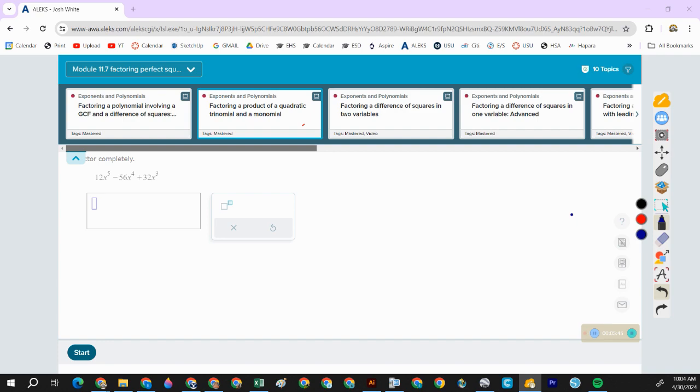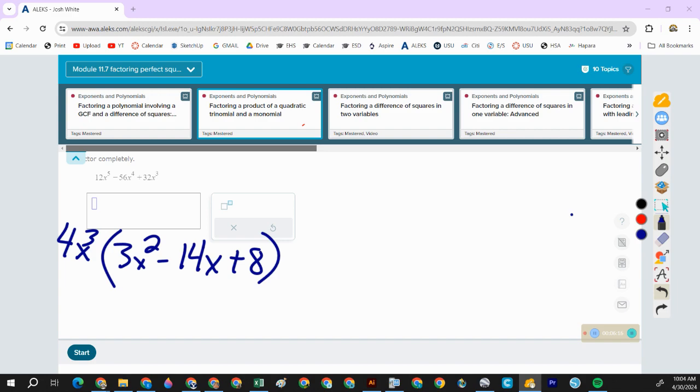Here, I want to pull out 4 is the biggest I can pull out. So 4x to the third. And I'm left with 3x squared minus 14x plus 8. 56 divided by 4 is 14. My calculator died. So this one I have to use the box.